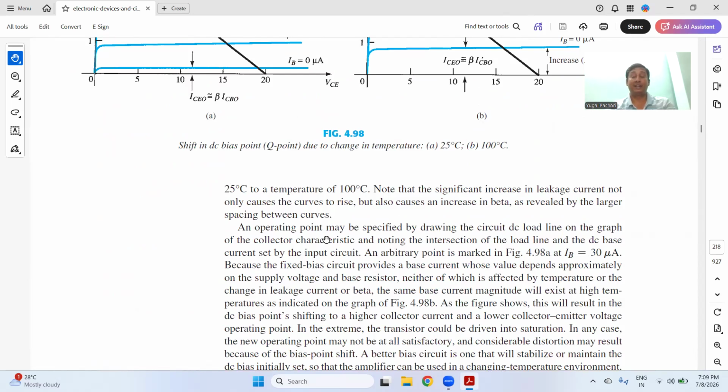And let me summarize the video. We have done the four types of biasing: the fixed bias, the emitter bias, the collector bias, and the voltage divider. Out of them, the thermal stability of the voltage divider bias is best, and more questions come in the exam on the voltage divider bias only. And we have also understood the concept of the operating point and how the transistor is connected in different circuits. So I think that's it for this video.